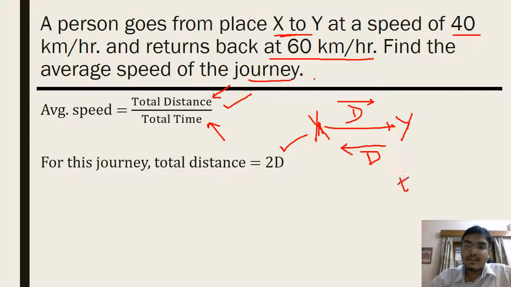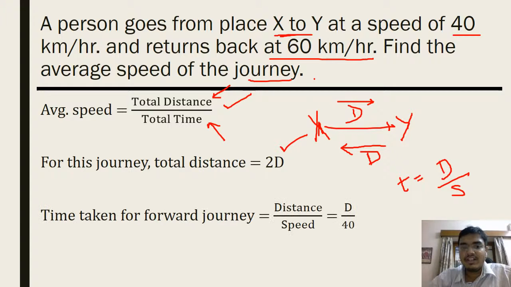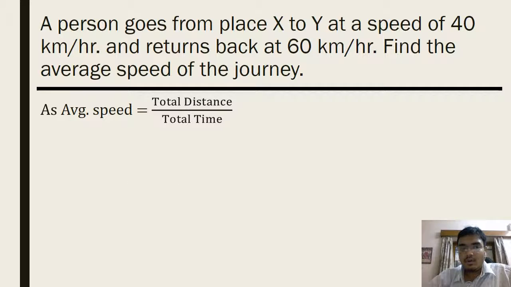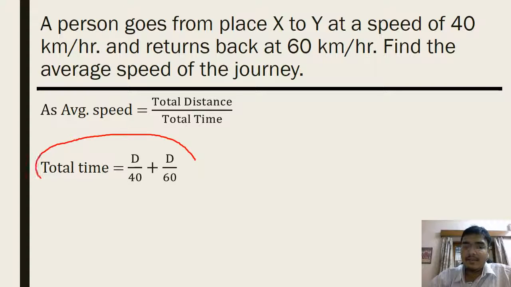So earlier we saw that time is equal to distance upon speed. So for the forward journey, our distance is d and speed is 40 kilometers an hour. So this is our time required for the forward journey. Similarly, time required for our return journey would be d by 60, because for returning we have the distance as d and we return at 60 kilometers an hour. Now total time would be d by 40 plus d by 60. d by 40 was our time required for the forward journey and d by 60 is the time required for the return journey. So total time required would be d by 40 plus d by 60.